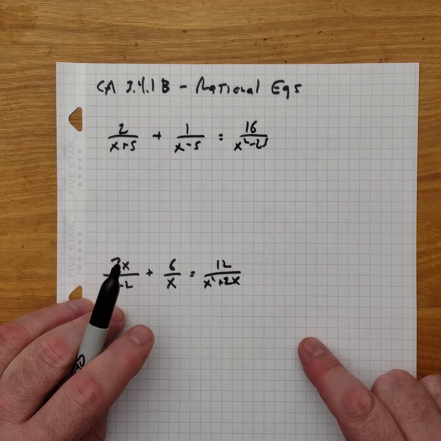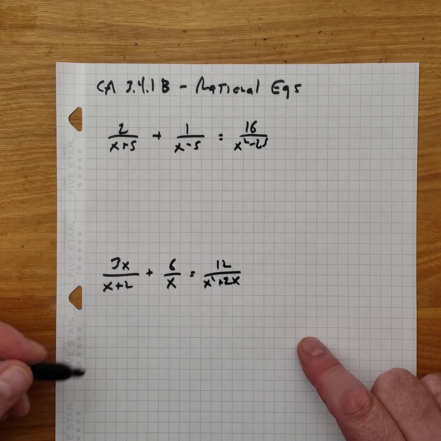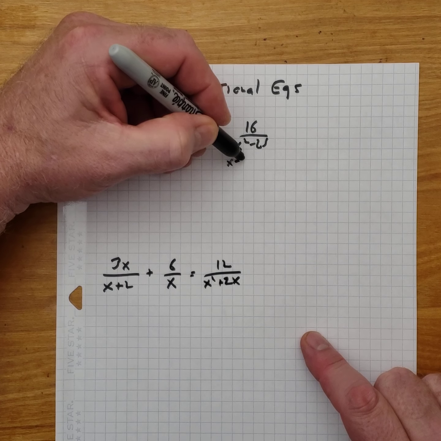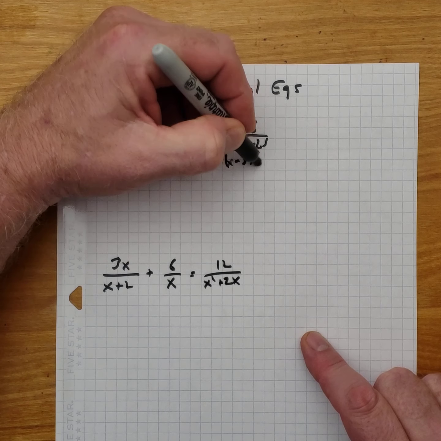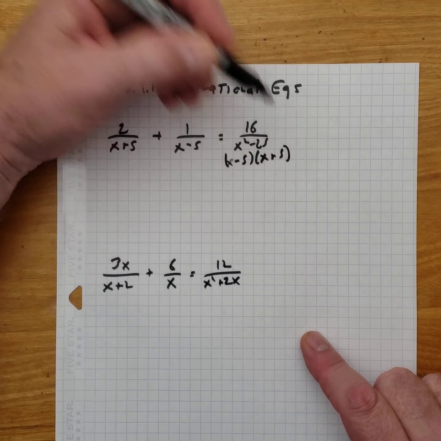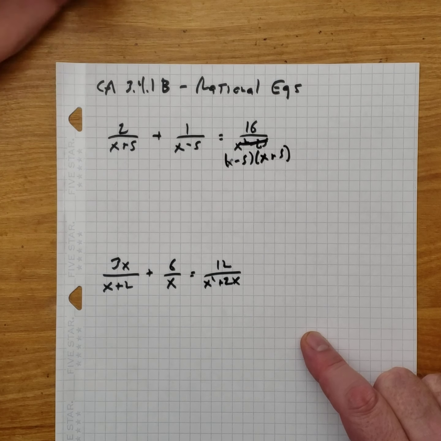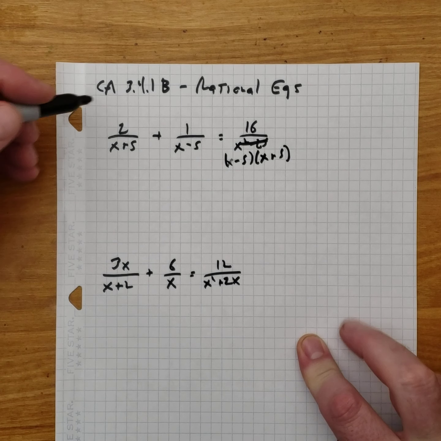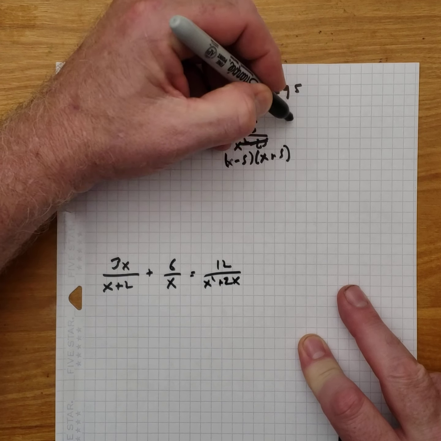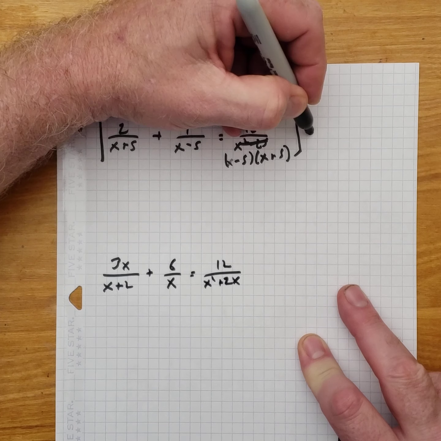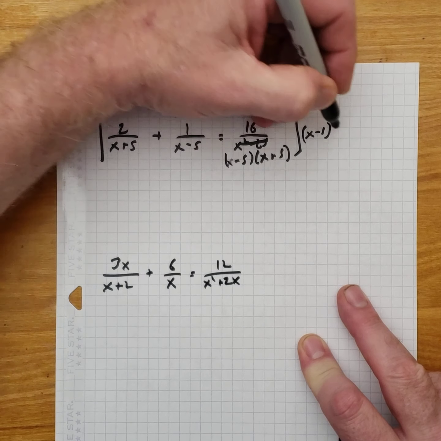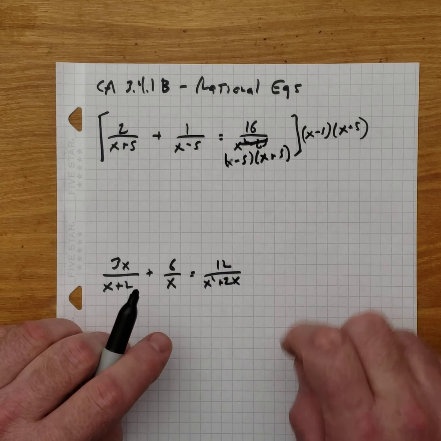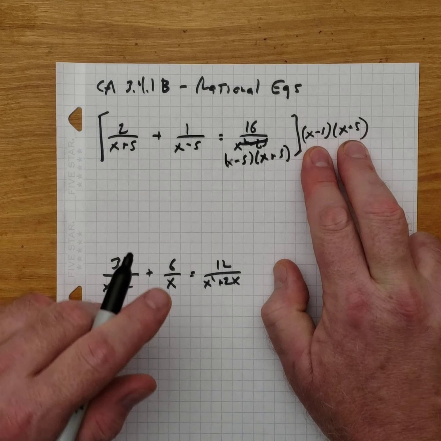What you want to do first is factor any of them that can be factored. If you remember difference of squares, x squared minus 25 is x minus 5 times x plus 5. Well, that's obviously the same as these two. So in order to cancel out all of the fractions here, all I have to multiply by is x minus 5 and x plus 5. And we're going to distribute that through.